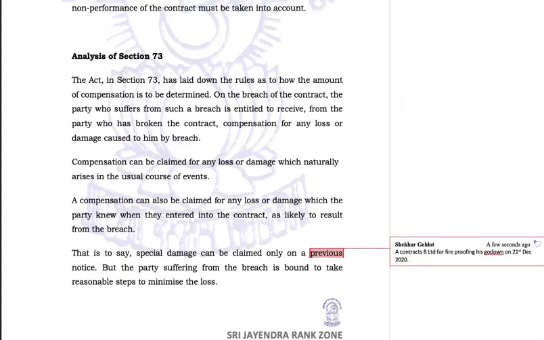Now A has contracted B Limited, a fireproofing solution providing company. A contracts B Limited for fireproofing his godown on 21st of December 2020. But somehow B Limited could not come on 21st of December 2020. Now what happened on 22nd December?